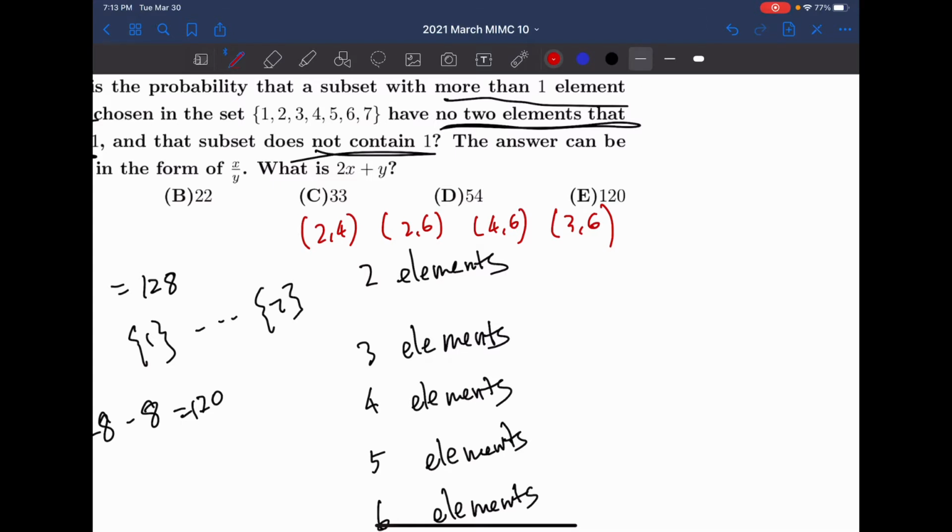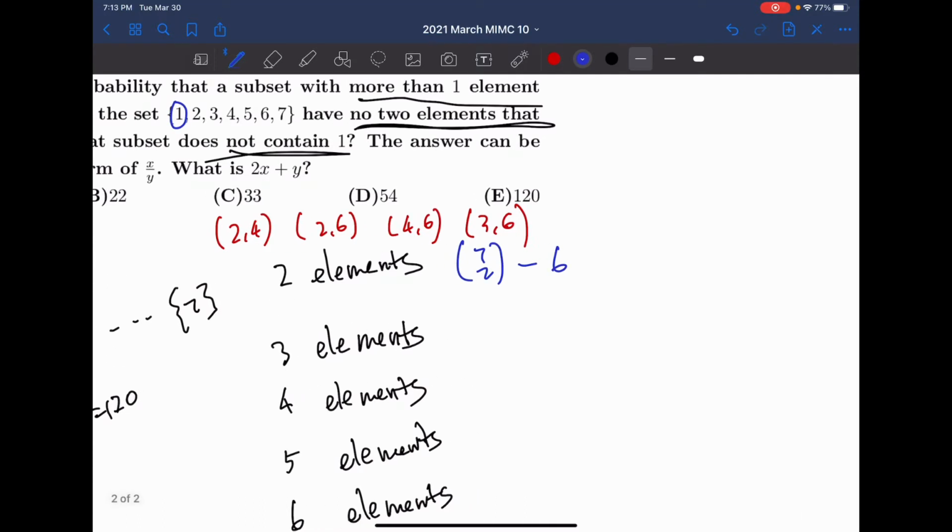So from 7, choose 2. But we need to subtract the ones that we don't want. The ones that contain 1, so that's 6 of them. And the ones that contain these, so that's 4 of them. So that would be 7 times 6 over 2, that's 21, which would leave 11 subsets.